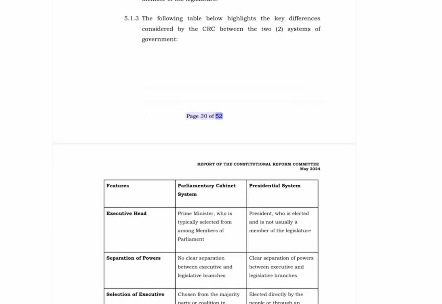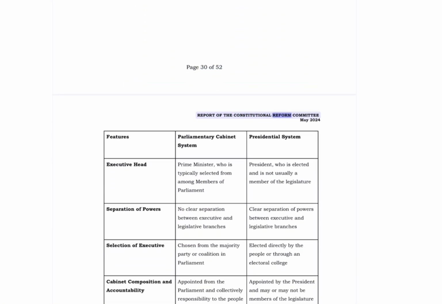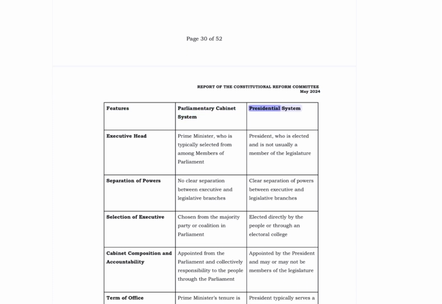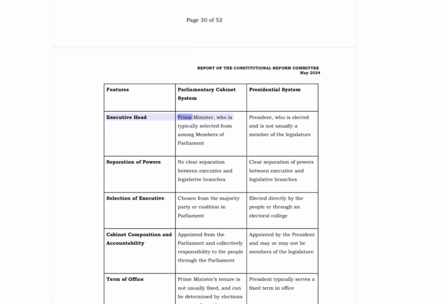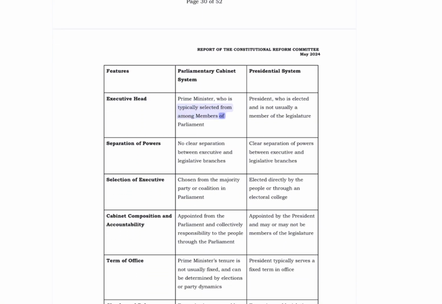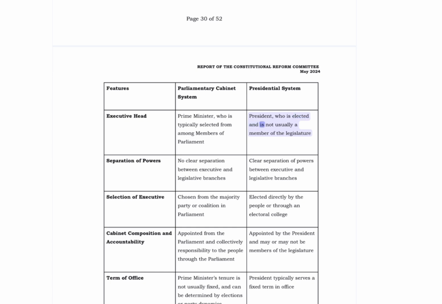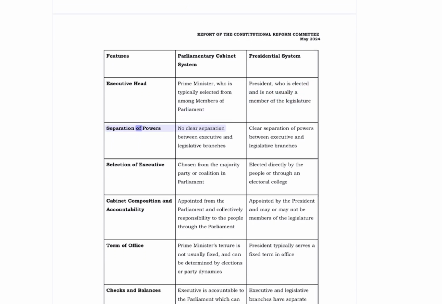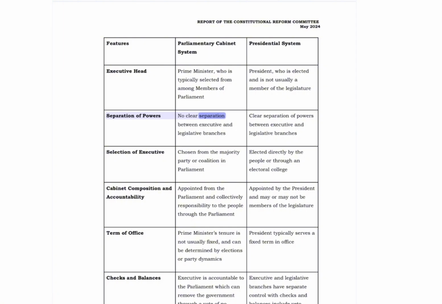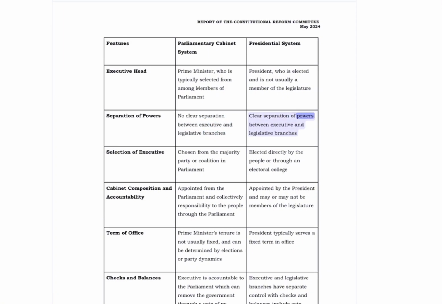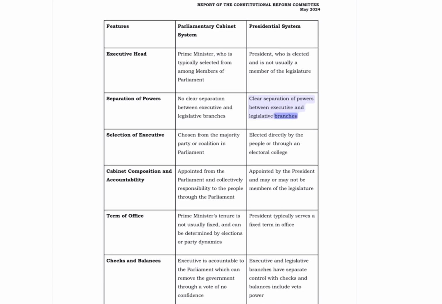Page 30 of 52, Report of the Constitutional Reform Committee, May 2024. Features: Parliamentary Cabinet System, Presidential System. Executive head: Prime Minister, who is typically selected from among members of Parliament; President, who is elected and is not usually a member of the legislature. Separation of powers: no clear separation between executive and legislative branches; clear separation of powers between executive and legislative branches.